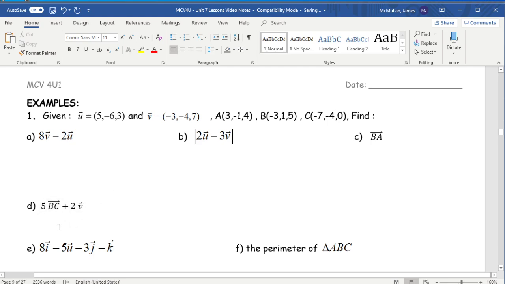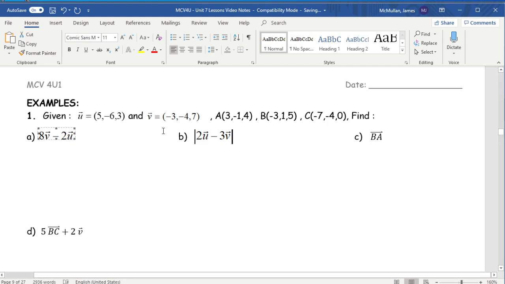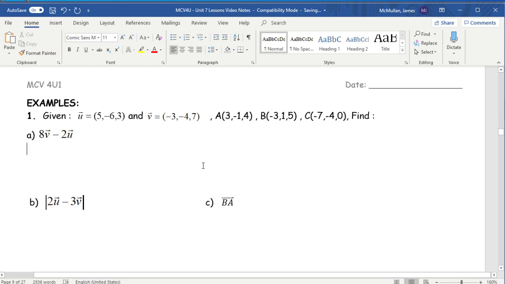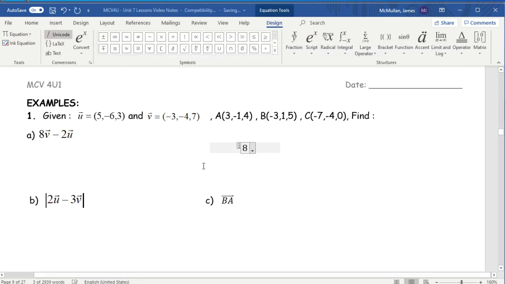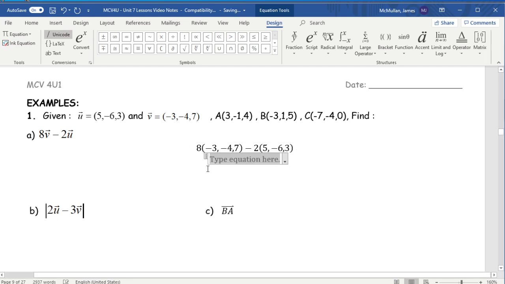Now, this first question, A, you might be looking at this in the context of the last assignment and going, oh man, I have to draw this complicated thing and so on. But really, this is not that difficult. All I'm going to do is write down 8, then write down vector v, then subtract 2, and then write down vector u. Now I'm going to do the scalar operations: negative 24, negative 32, and 56, minus 10, negative 12, and 6.